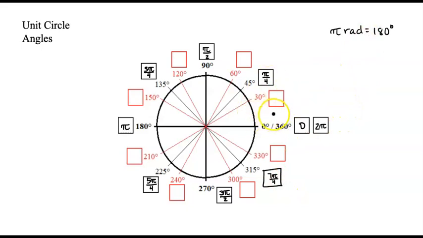And so to find out what this angle is in radians, let's just use our little conversion here. So for 30 degrees, if we have something in degrees, we know we're going to need to multiply that by pi over 180 degrees. And so this is going to give us 30 pi over 180.